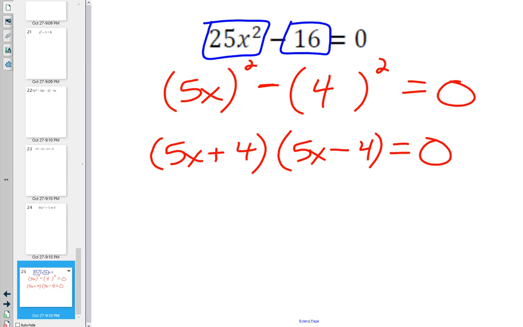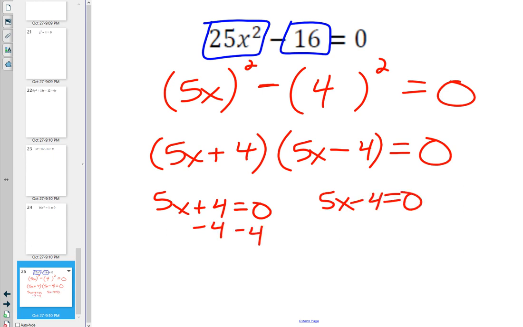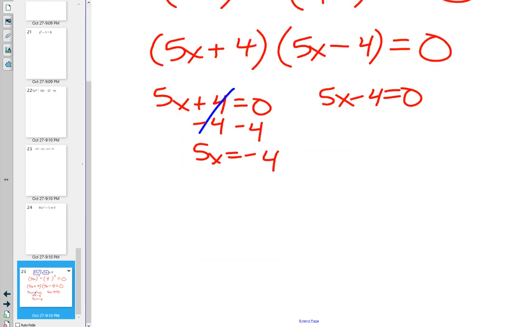I have now finished factoring. What comes next? You solve it. What do I solve? Set each thing equal to zero. 5x plus 4 equals zero. 5x minus 4 equals zero. And now solve it. Minus 4, minus 4. 5x equals negative 4.